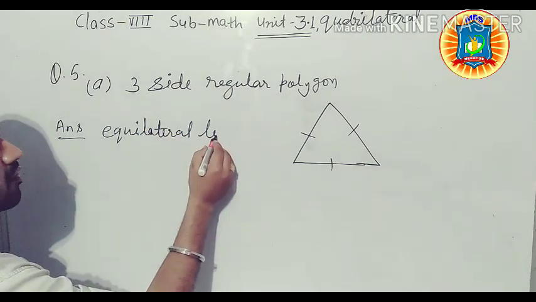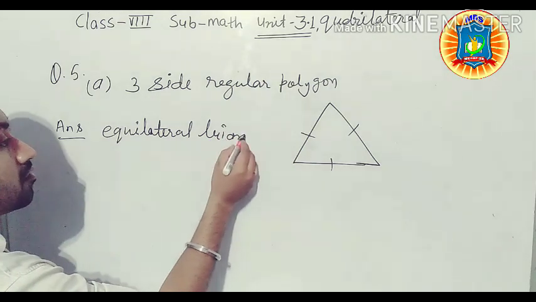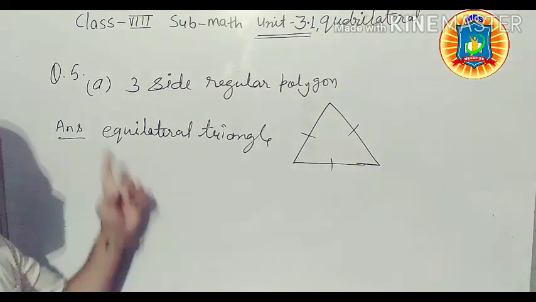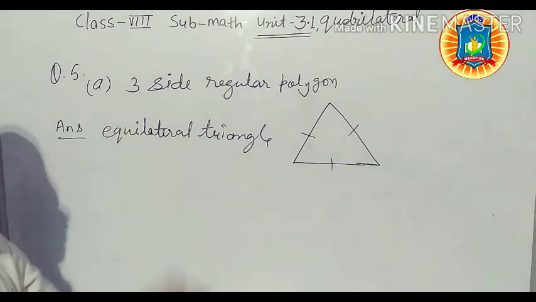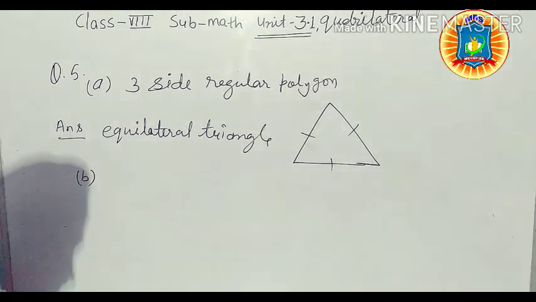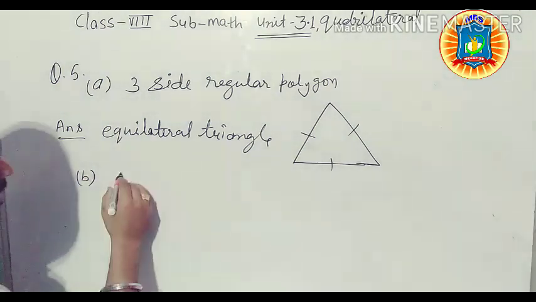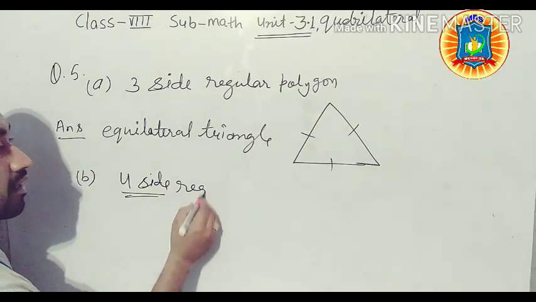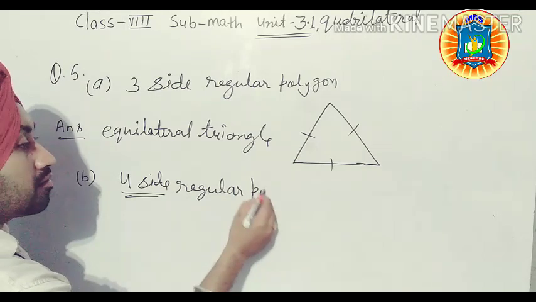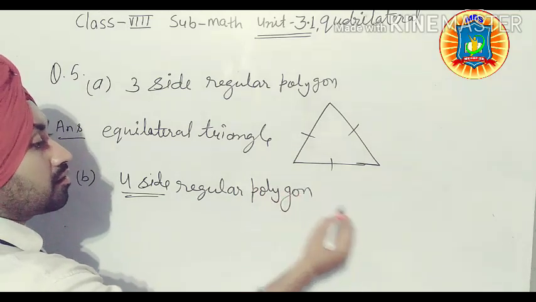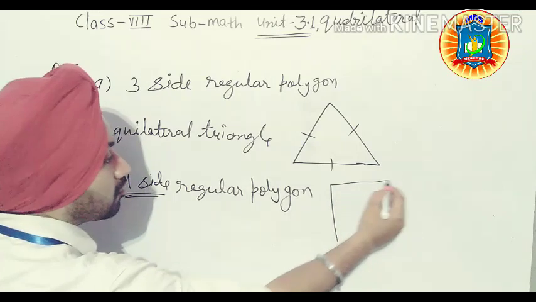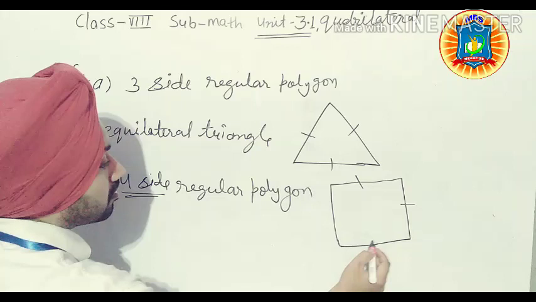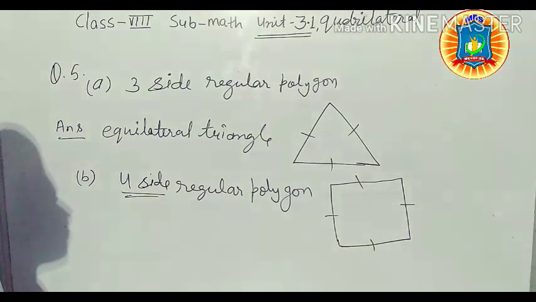Sorry, equilateral triangle. It is an equilateral triangle, which is a regular polygon of 3 sides. If we find the regular polygon of 4 sides, regular polygon means all sides are equal. It is a quadrilateral.